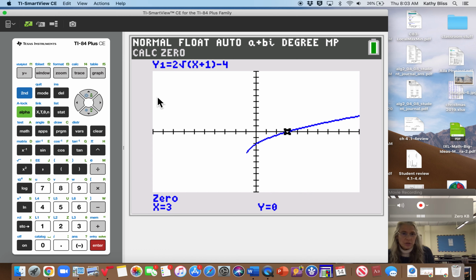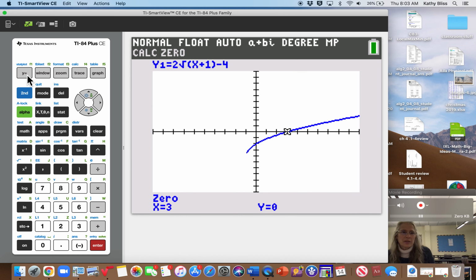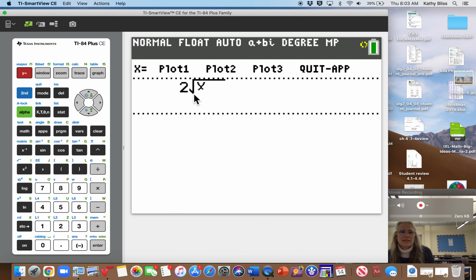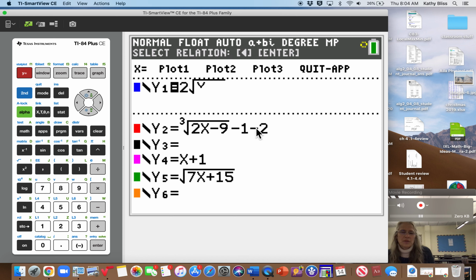So why don't you type the next one into your calculator and see if you can figure out how to solve this. So that's how you would type it into your calculator. Again, we're bringing the 2 over to the other side as a -2 and setting it equal to 0.